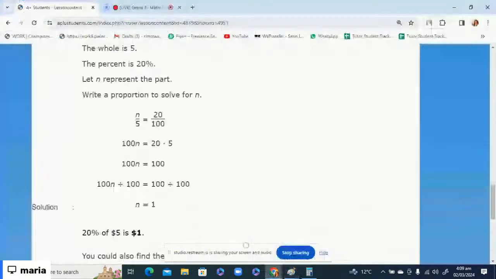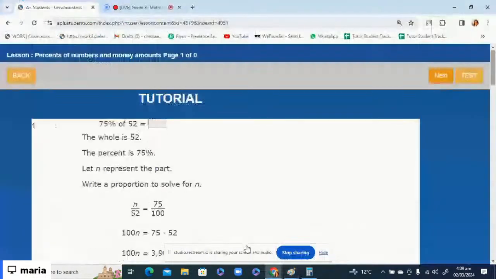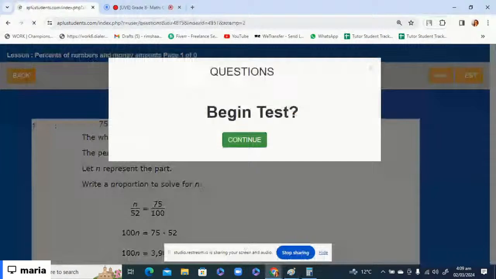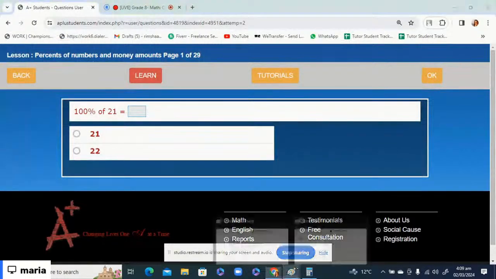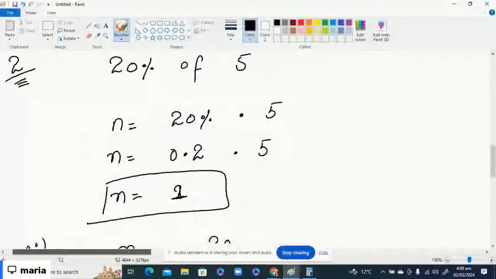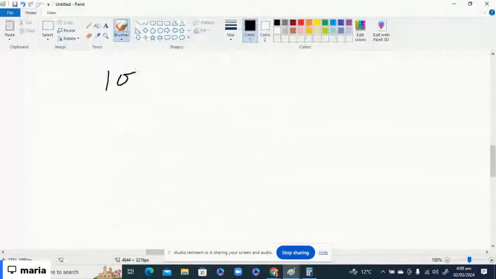So let's do some test questions. 100% of 21. So what is the answer? 100% of 21. Let's solve. Okay, now we're going to choose only one method. 100% of 21. Let's do it.